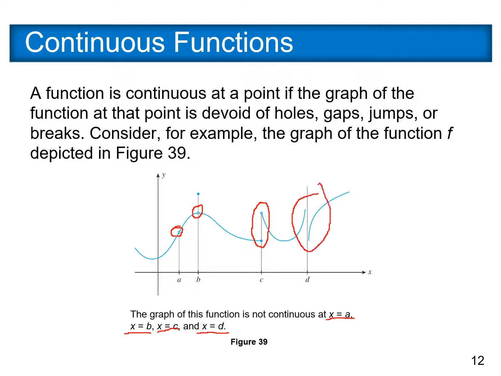Notice though that at point A the function is not defined, and at point D the function is not defined. In other words, there's no value for that function at that point. But at point B it is defined, and I'm going to show that. At point B it's defined over here, and at point C it's defined over here. I'm circling them in blue. So having a value for the function is not the same thing as being actually continuous.